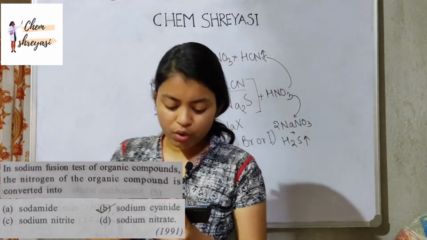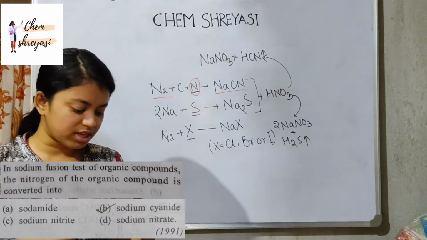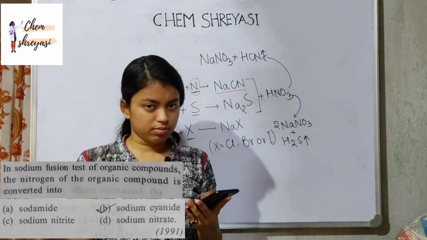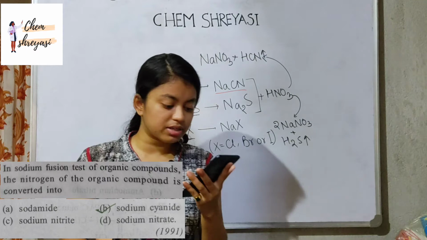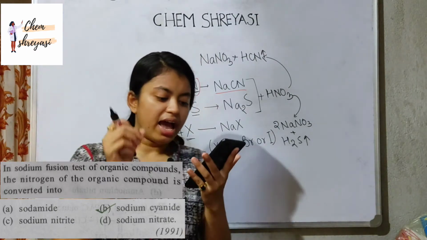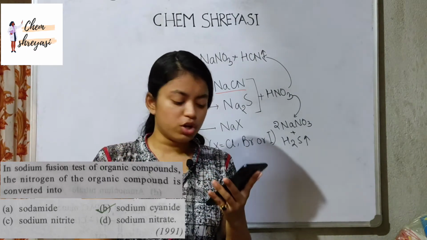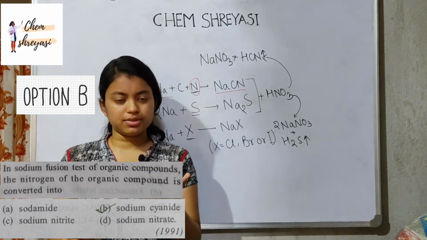So that's why, if our system contains both sulfur and nitrogen, we need to treat it with concentrated nitric acid, because it decomposes the sodium sulfide and sodium cyanide that are formed. So option A is the right answer.